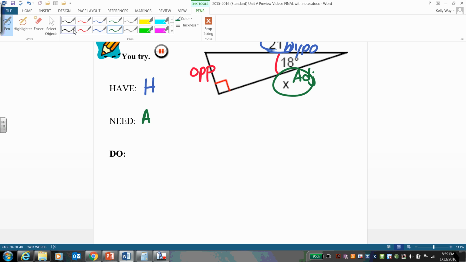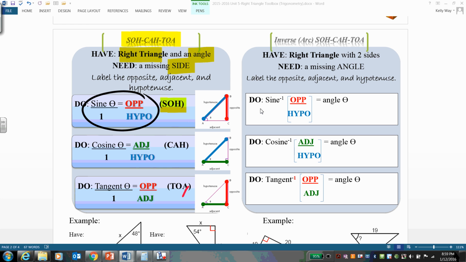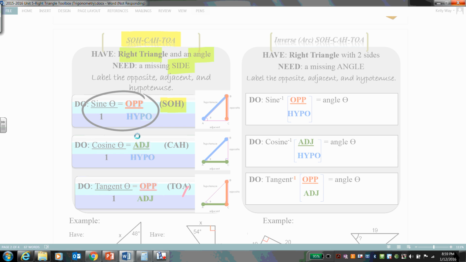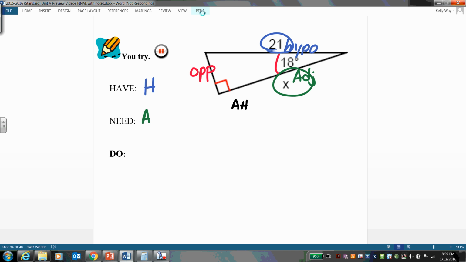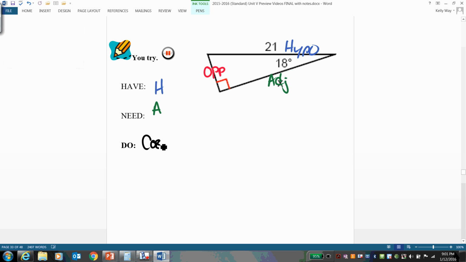So I ask myself, what goes with AH? If you look on your right triangle, we are right here in what's called the right triangle toolbox. And we're going to write this down now. So we've established this is cosine, so we write the equation, which is cosine of theta over 1 equals adjacent over hypo.